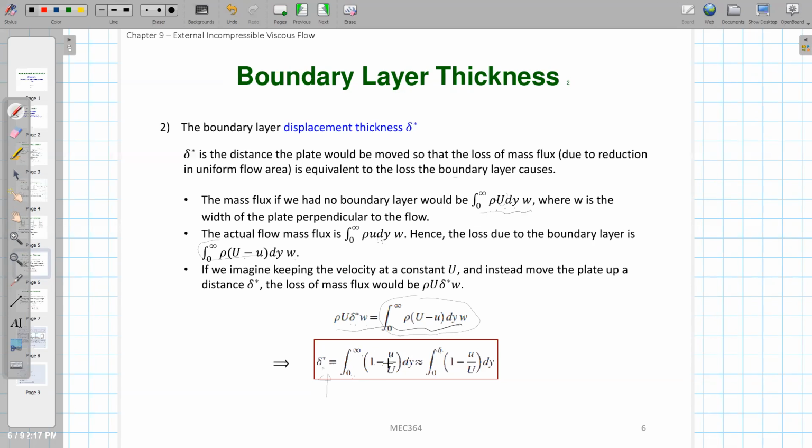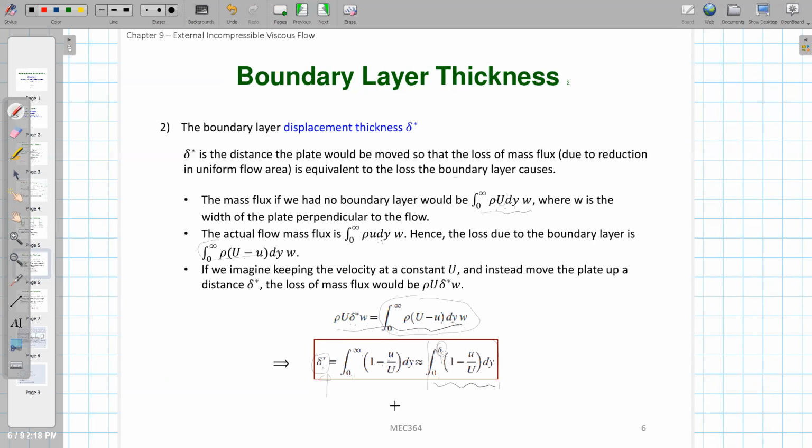So 1 minus this will be close to 1 already. So we really do not need to integrate to infinity. We only need to integrate from 0 to delta. That's why we have an approximation, because at delta, u is 0.99 U, not 1.0 U. Okay, we lose some accuracy here, and this will be the result. So this gives you the correlation between the boundary layer thickness and this displacement thickness.